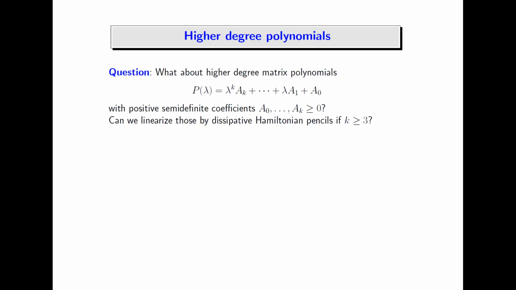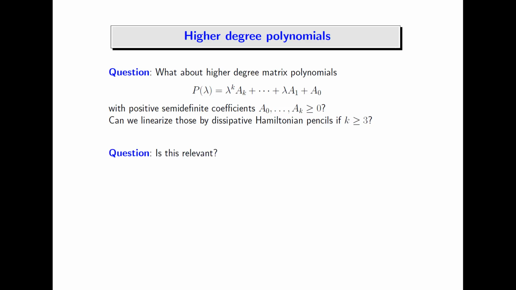Okay, now let's see if we can go to higher degree polynomials. Here I will not consider the case that we have somewhere also a skew-symmetric part, but let's look at matrix polynomials with positive semi-definite coefficients. And then the question is, if k is at least 3, can we still find a dissipative Hamiltonian linearization?